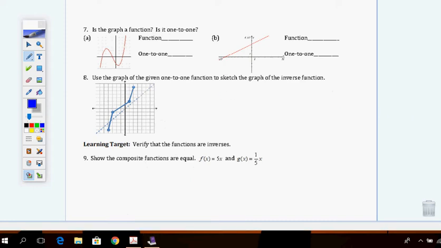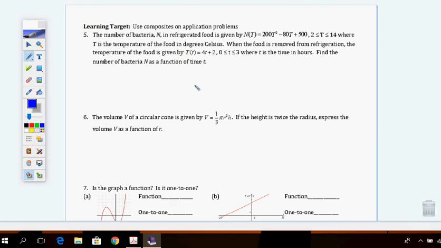Okay, so these word problems, it's the exact same thing from the front. You are going to be looking at composite functions. Let me move this. There we go. And we have two functions, and we're just going to compose them of each other. So the number of bacteria is going to be n, and its refrigerated food is given by this function.